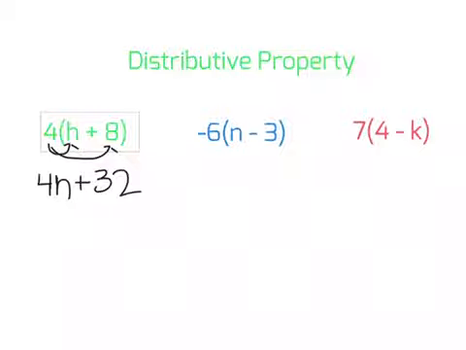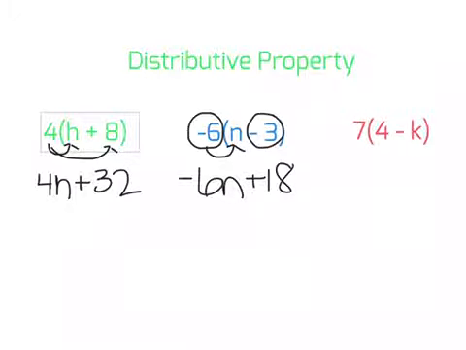The next one is negative 6 times the quantity n minus 3. Again, I just take that negative 6 and I multiply it by everything on the inside of parentheses. So first I take negative 6 times n, which is negative 6n. And then I take negative 6 times negative 3. Just think of that as a negative 6 and a negative 3. When you multiply two negatives, it ends up being positive. So the best way to write that is negative 6n plus 18.